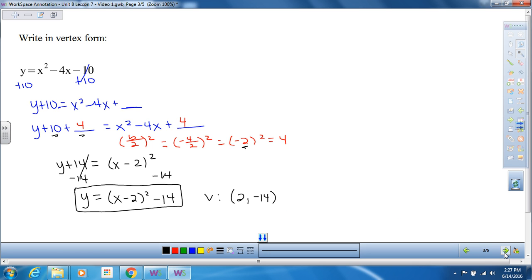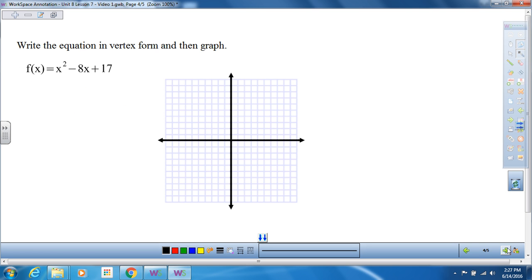All right, we're going to do one more and actually graph this one. Okay, f of x, remember, is just a fancy way to write y, so anytime you see it, if it's easier for you, just cross it off and put y. So that's y equals x squared minus 8x plus 17. Subtract 17 from both sides. Okay, we need to insert our blanks here and here.